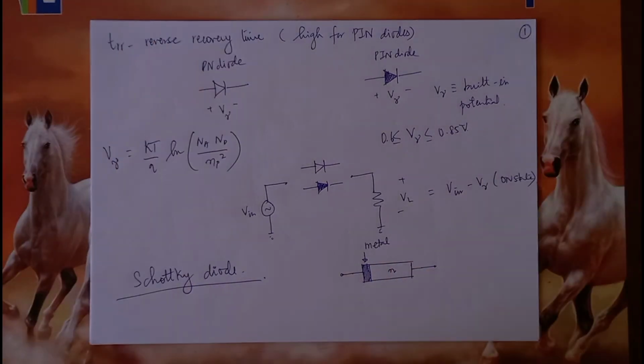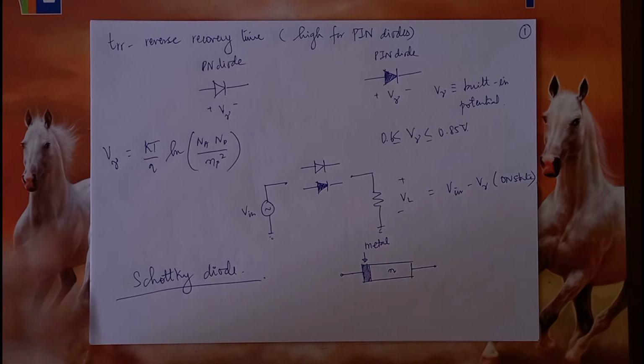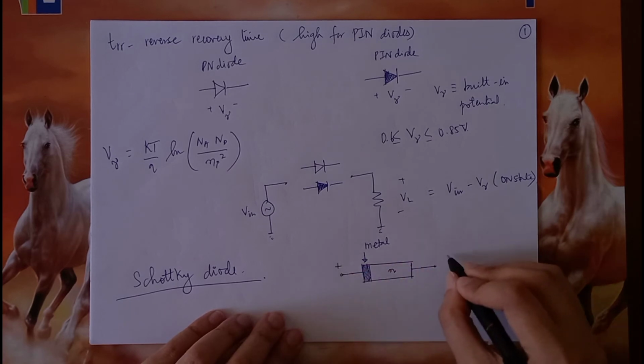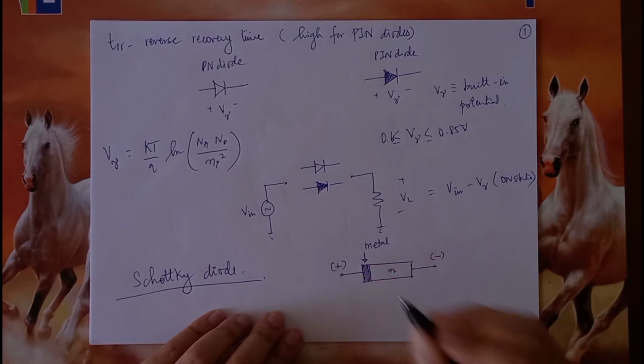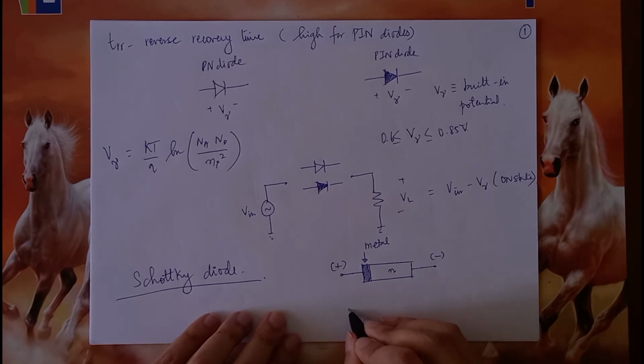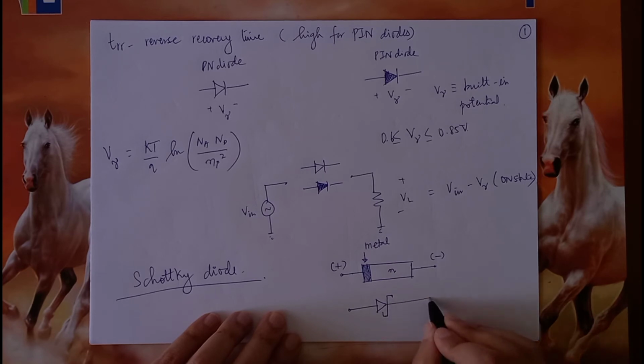So effectively it is a junction between a metal and an N-type semiconductor layer, where this is the anode and this is the cathode. The symbol for the Schottky diode is something like this. It looks like a rectangular form of S.